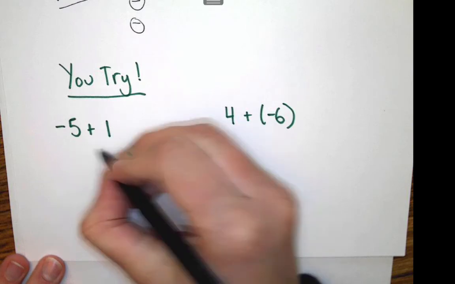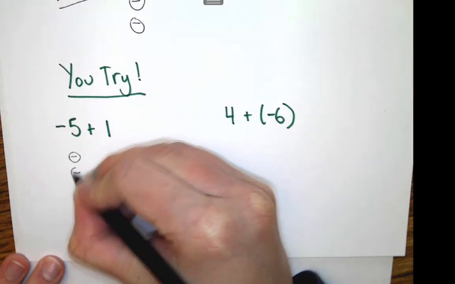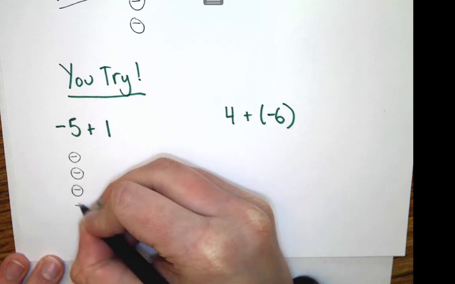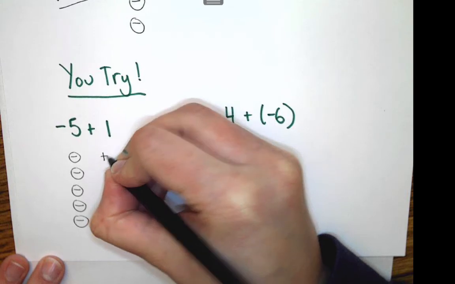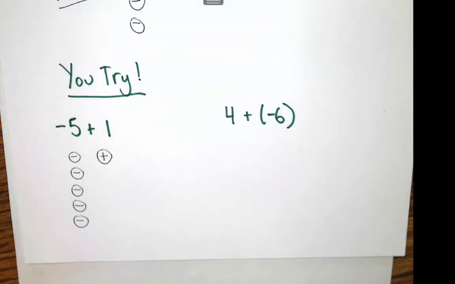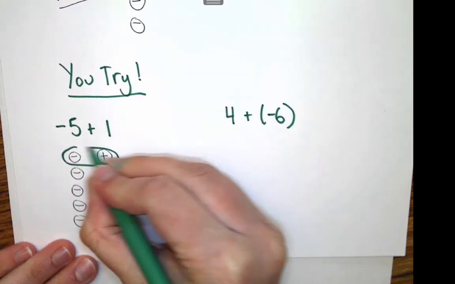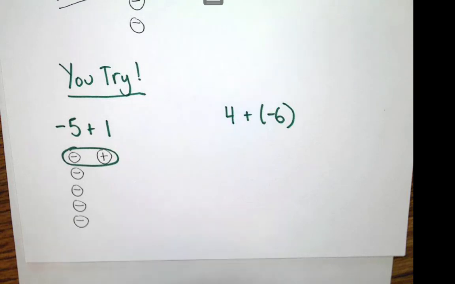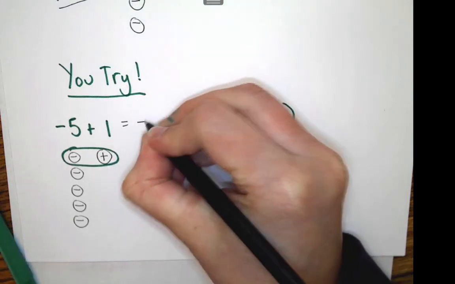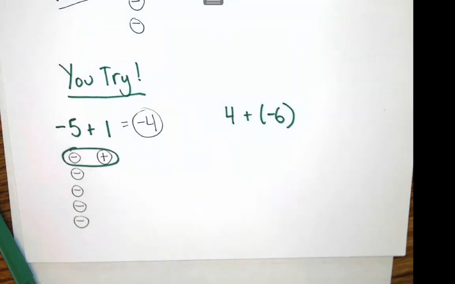Okay, so you're unpausing the video, I hope, and you're checking your answers now. We're going to do the first one here, negative 5 plus 1. That means we have 1, 2, 3, 4, 5 negatives. And we have plus 1 positive. So as far as the zero pairs go, I only see this as my zero pair. I still see 1, 2, 3, 4 negatives remaining. So my answer must equal negative 4. That's my first answer.